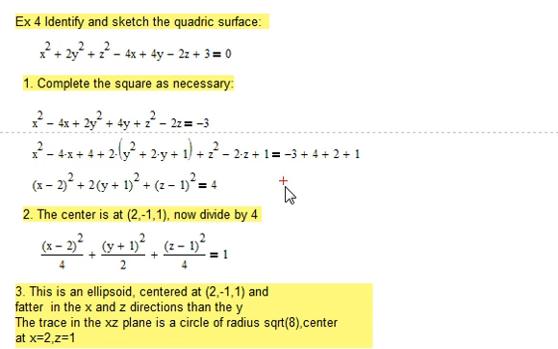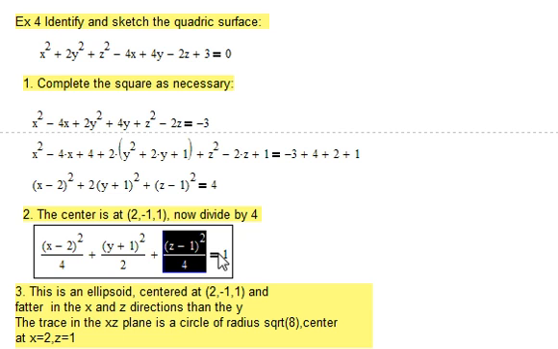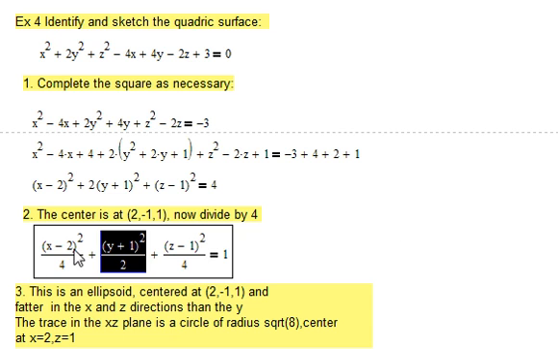And you could say, well, the center is at the point x is 2, y is negative 1, and z is positive 1. And if we divided by 4, we could say x minus 2 squared over 4 plus y plus 1 squared over 2 and z minus 1 squared over 4 equals 1. This is an ellipsoid. If you think about it, if z was equal to 1, right, this would be an ellipse. If y was equal to negative 1, this would be an ellipse. If x was equal to 2, this would be an ellipse.